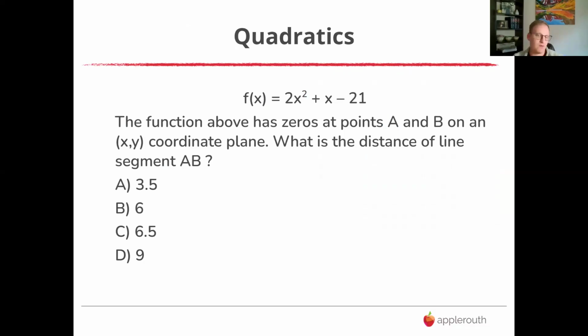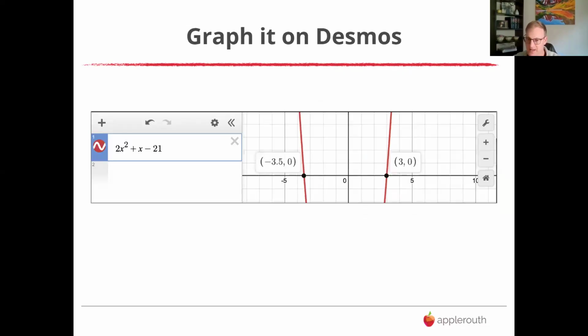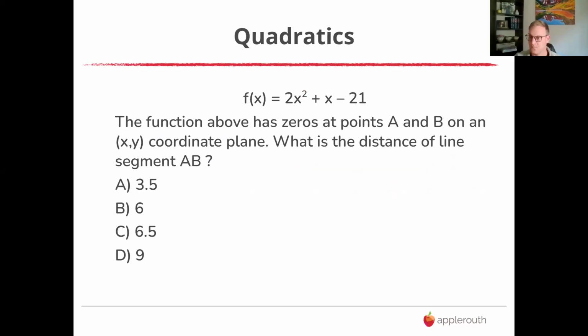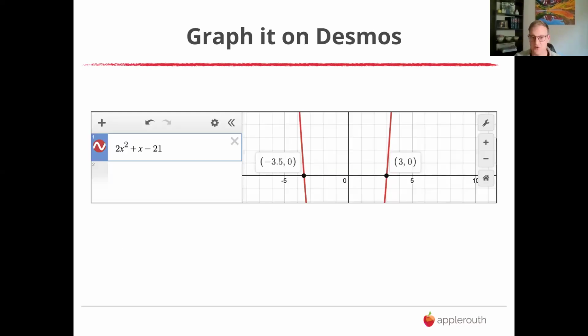This one's a little different. The function above has zeros, which means solutions or x-intercepts. The question is, what is the distance between the two zeros? I do just want to graph it and check. And the beauty is you can actually click on x-intercepts of a parabola, like they did here, and you can see, well, 3 minus negative 3.5, that's a distance of 6.5. So my answer is C. 20 seconds, no math, just Desmos.